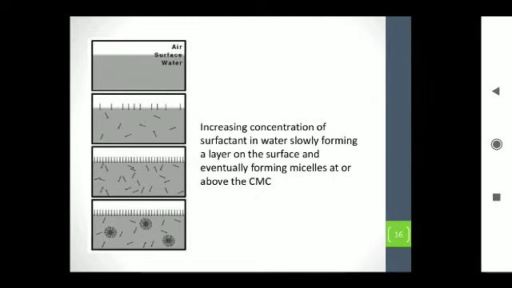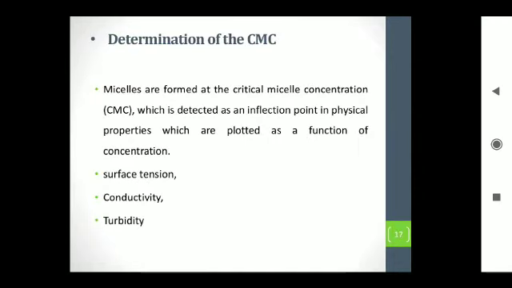Increasing the concentration of surfactant in water slowly forms a layer on the surface and eventually forms micelles, reaching the critical micelle concentration. Determination of critical micelle concentration: there are different methods used for determination of critical micelle concentration, based upon surface tension, conductivity and turbidity.